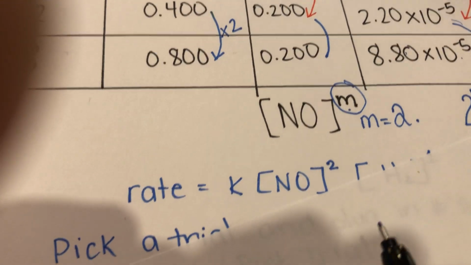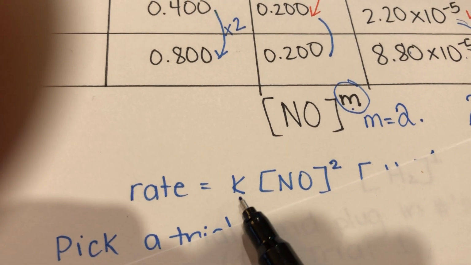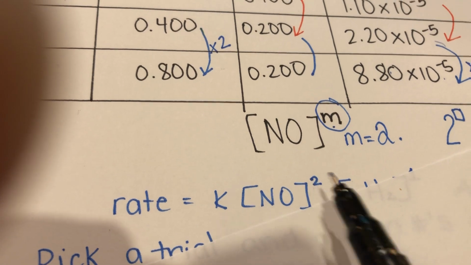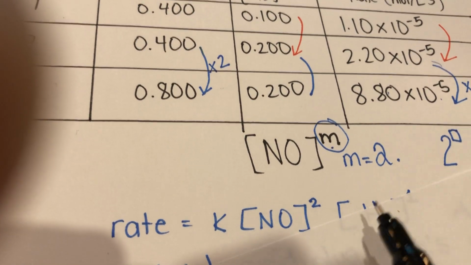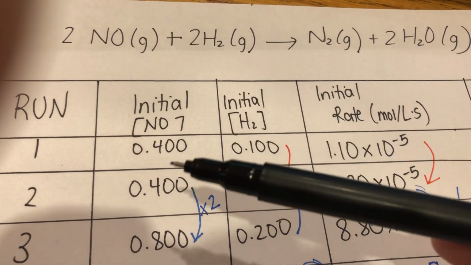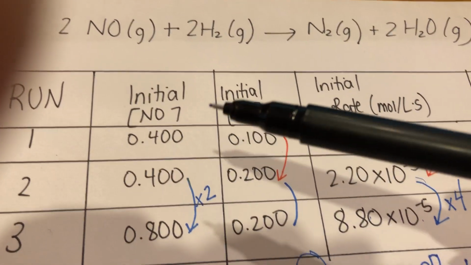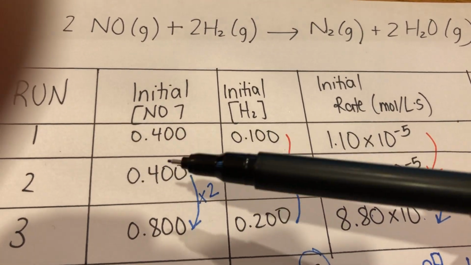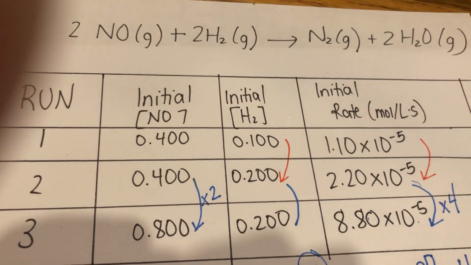Okay, so when you write out the rate law, you always write rate equals K, which is a constant, times the concentration of the first one, raised to the exponent. And now we're going to figure out the second one. So when you're trying to figure out H2, you want to find the trials where the other one is constant. So in this case, NO is constant in trials 1 and 2. So we're going to look at those two trials, and it's going to be written in red.